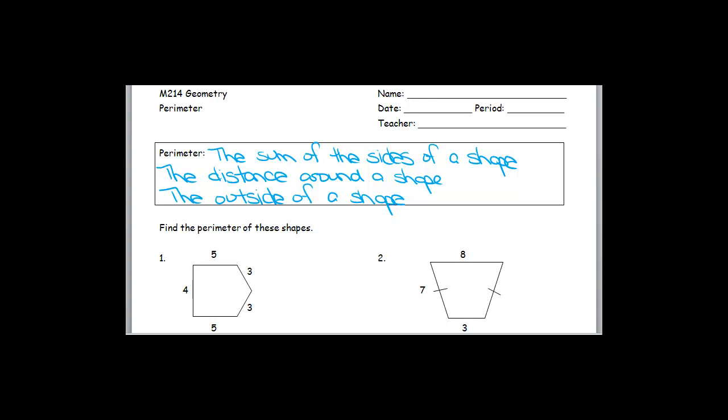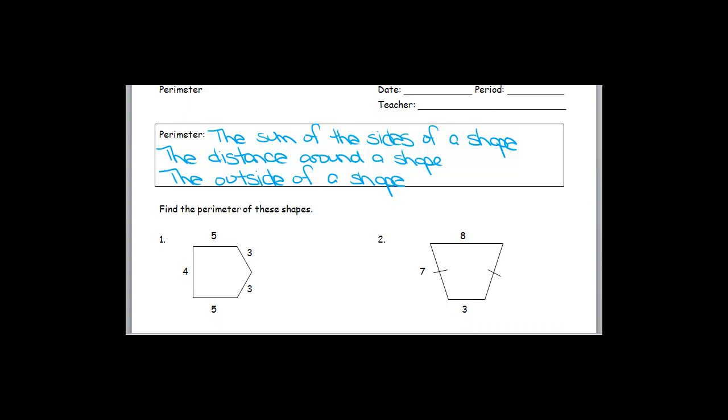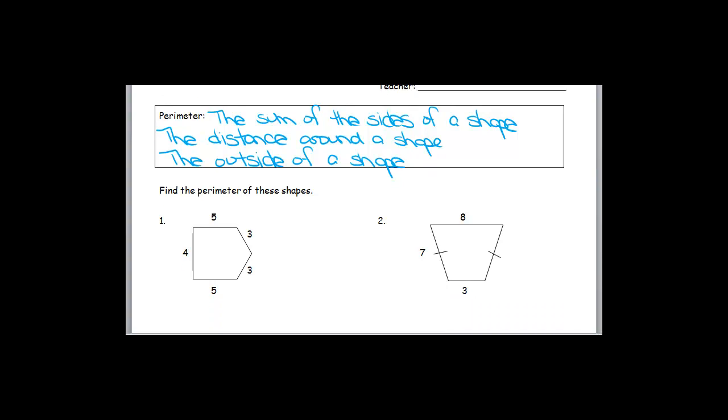If we look at problem number one, it has a shape where all of the sides are given to us. So the perimeter really should be pretty easy. We're just going to add all of the sides. So 4 plus 5, which is 9, plus 3 more, which is 12, plus 3, which is 15, plus 5 more. So we have a grand total of our perimeter being 20. We just added the outside sides of that shape.